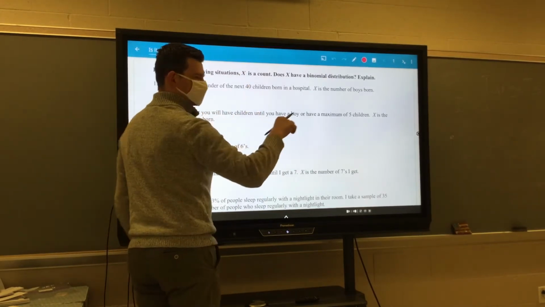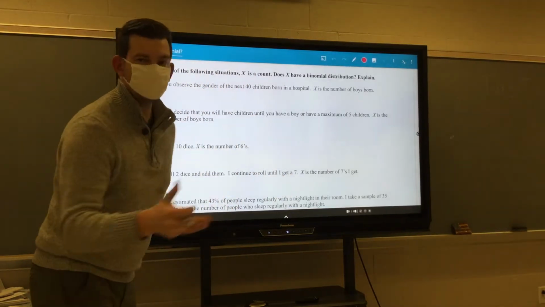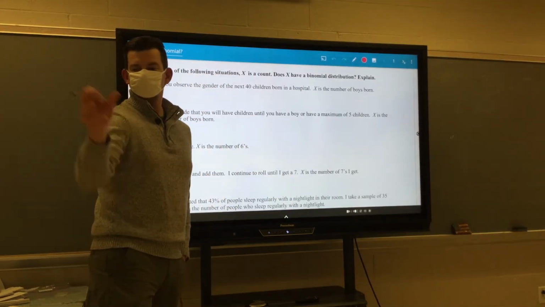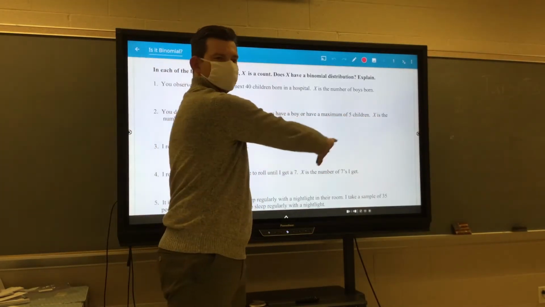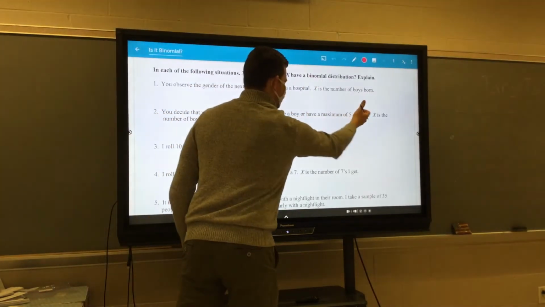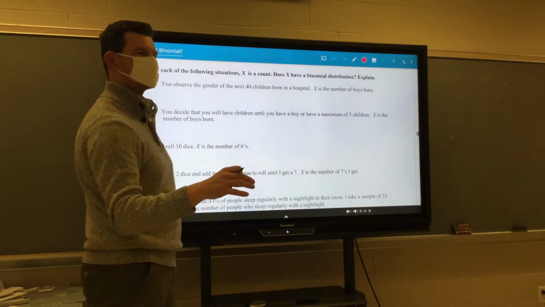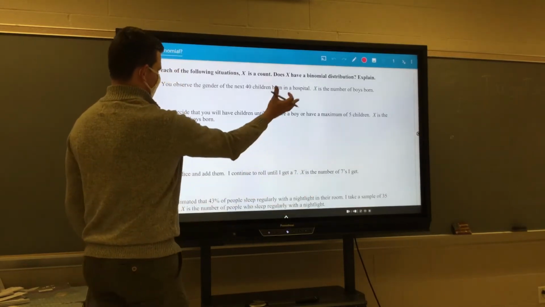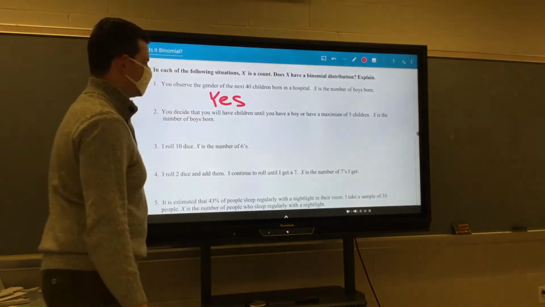Next 40 children, so fixed number of observations. Independence makes sense, right? If this baby is a boy, that has no impact on if this other baby that's being born is a boy or a girl. And fixed probability. We've seen a couple examples that say it's not truly 50%, but good enough for us. Yes, this is a binomial model.